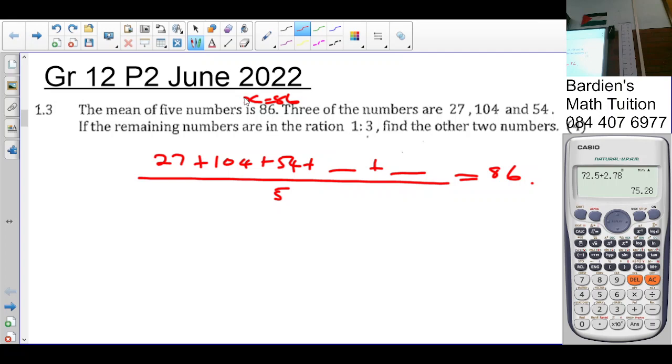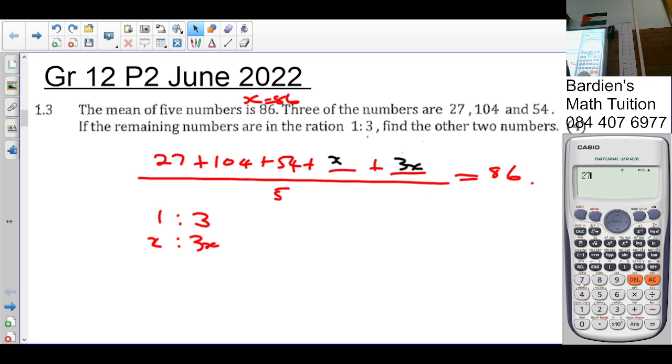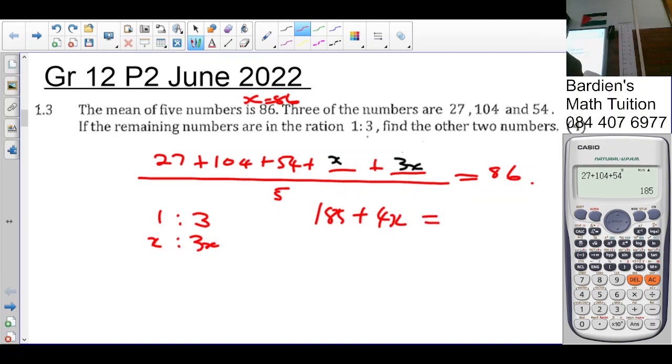If the remaining numbers are in the ratio 1:3, if I let this be x, this will of course be 3x. So the one number is x, the other one is 3x. So what we do now is we solve for x. So it's going to be 27 plus 104 plus 54, so there's 185. 185 plus 4x over 5 is equal to 86.